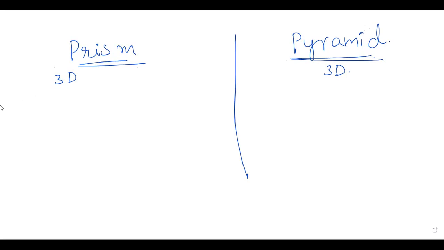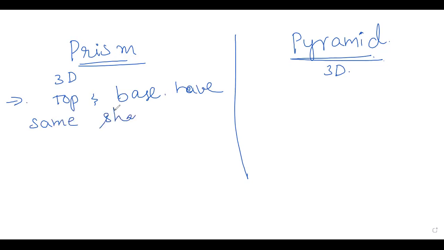Okay. Here in prism, the top and base or bottom have the same shape. You should not confuse prism and pyramid. That's why I'm explaining this, children. Top and base have the same shape. So if there is a triangle at the bottom, there will be a triangle on the top also.